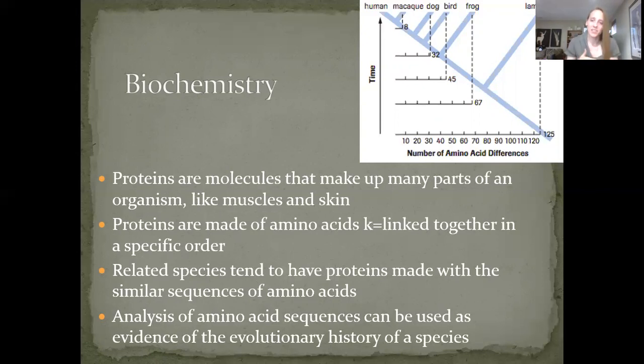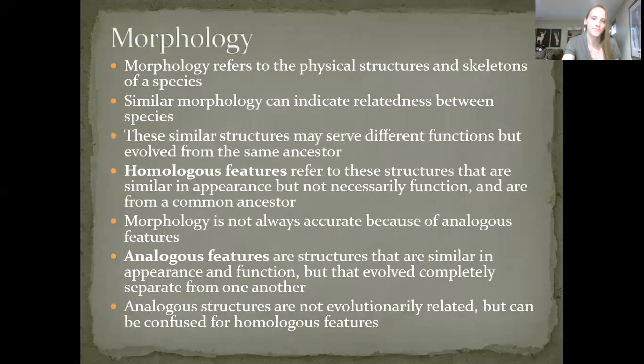So yeah, with genetics, you're sequencing the nitrogenous bases, we're sequencing the nucleotides of DNA. With biochemistry, you're sequencing the amino acids of a protein. But they work the same way. Then we have morphology. This is the method that used to be used primarily but has fallen out of favor.